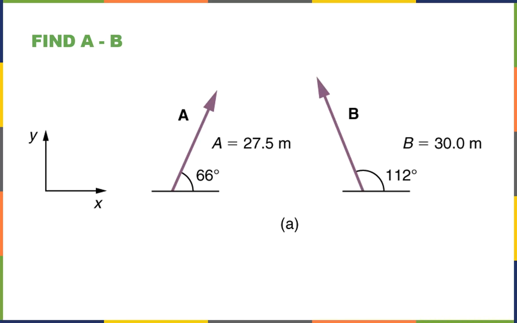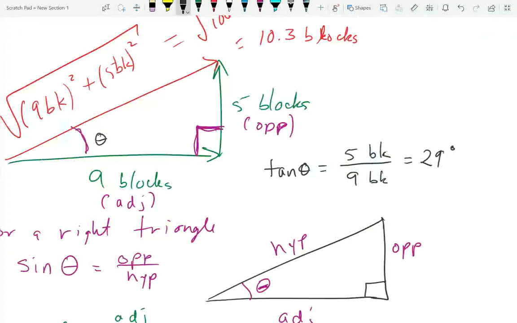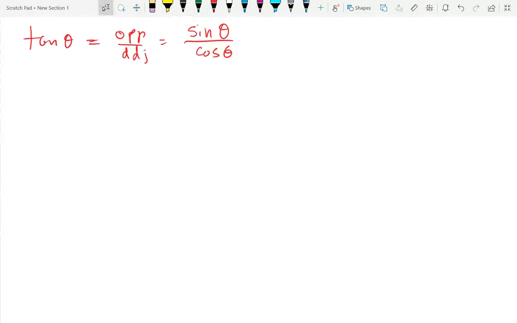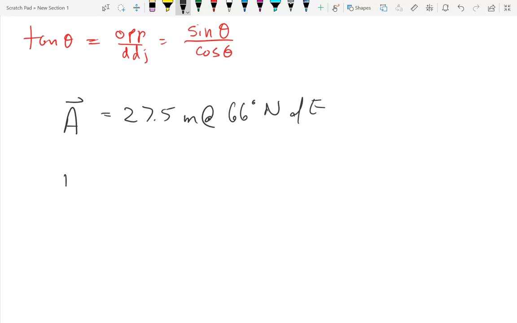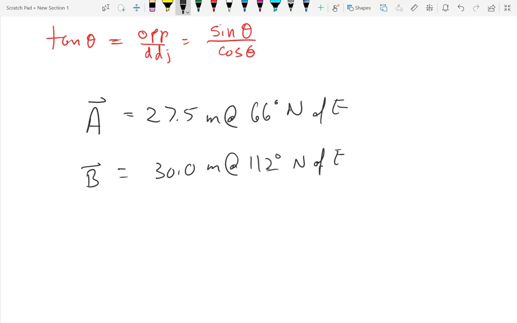Okay, so going to where I can write. To add those 2 vectors, I had A vector was 27.5 meters at 66 degrees north of east. B vector was 30.0 meters at 112 degrees north of east. And I want to add or subtract those.